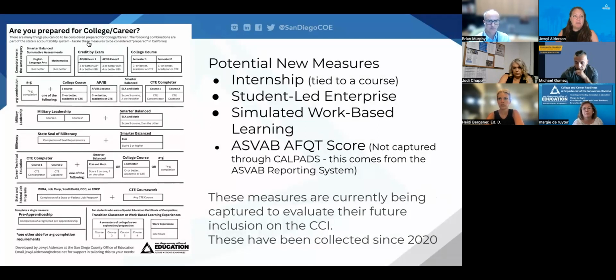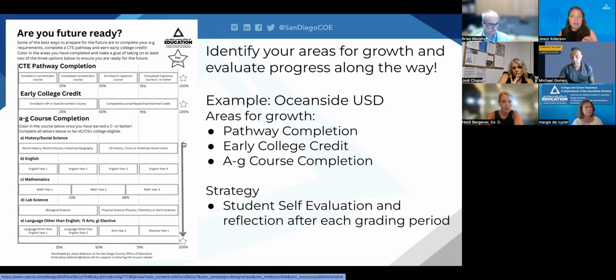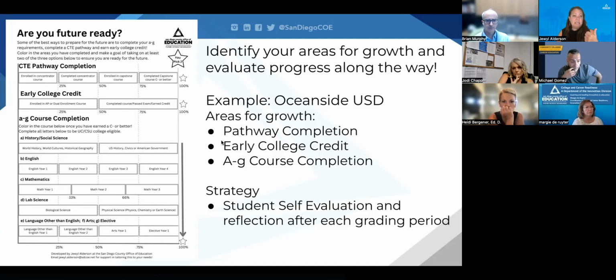So as I talked about earlier, I have this big, very complicated document, which I think helps us as district level or maybe site level administrators better tackle. But the reality is, in your system, you're only going to pick a few of these that are really your big priorities. So I've been working with Oceanside, and they identified 3 CCI areas of focus: CTE pathway completion, early college credit, and A through G course completion.